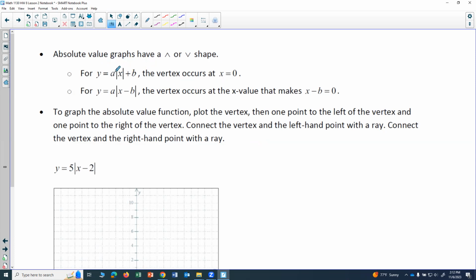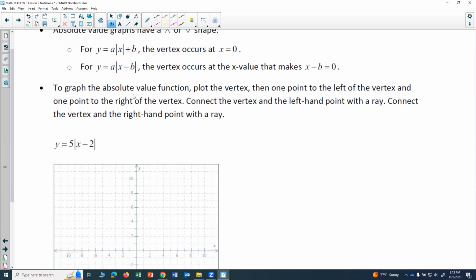So remember the vertex part. If there's only an x in the absolute value, then the vertex occurs when x equals 0. And if there's an expression x minus b inside of the absolute value, then the vertex is going to occur at x equals b.